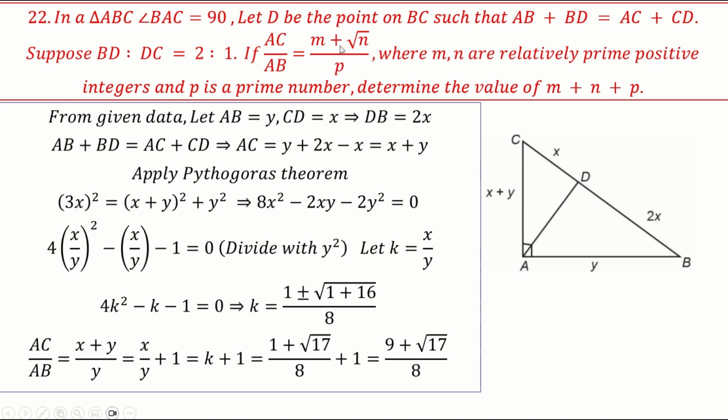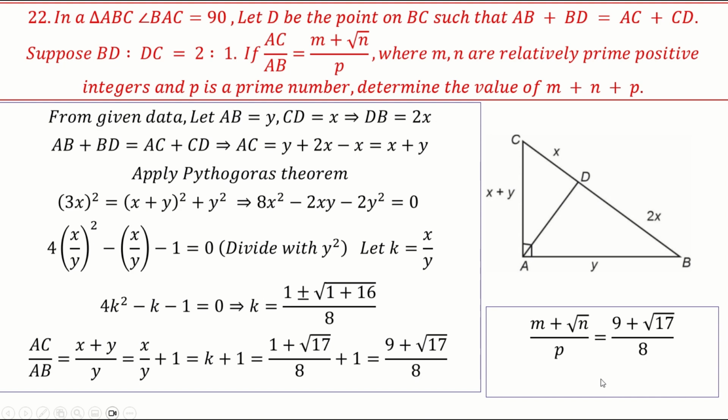It is in the m plus square root of n by p form, in this format. So I am taking 1 plus square root of 17 by 8, plus 1. If I simplify, what I will get is 9 plus square root of 17 by 8, which means m is 9, n is 17, p is 8. Correct? So m plus n plus p is 34. This is the answer. I think this is definitely easy for a 5 marks question. I think everybody should solve this.